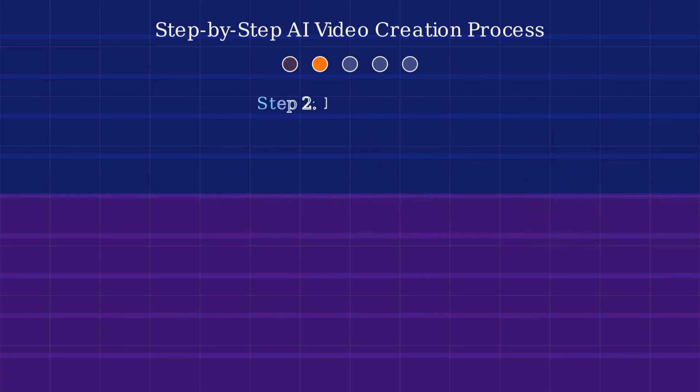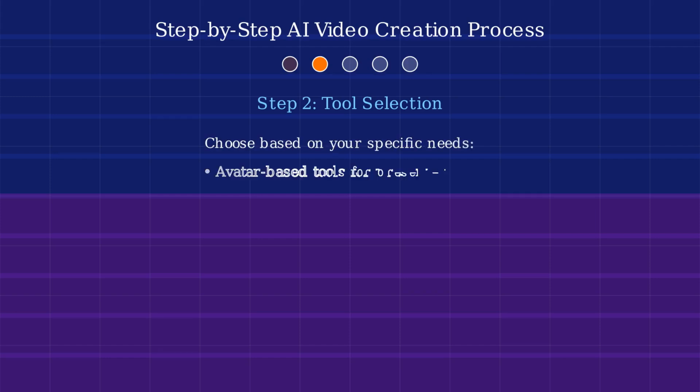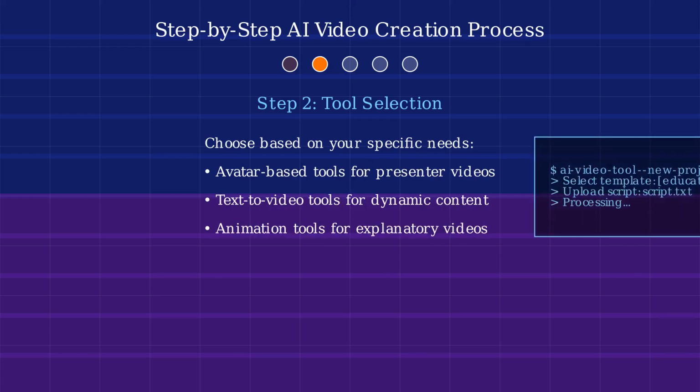Next, choose the right free AI tool based on your specific needs. Different tools excel at different types of content. If you need a virtual presenter, look for avatar-based tools. For dynamic content with text animations, choose text-to-video converters. For explanatory content, animation-focused AI tools work best.